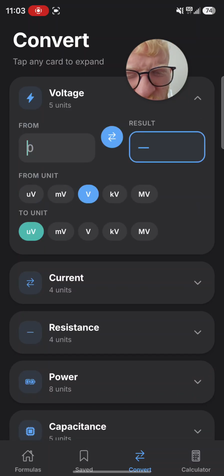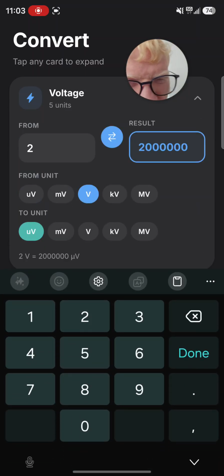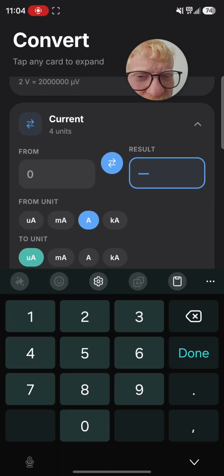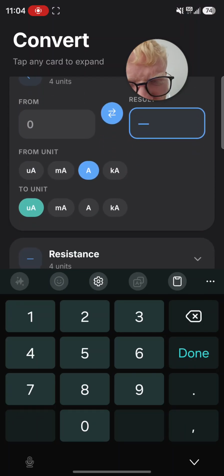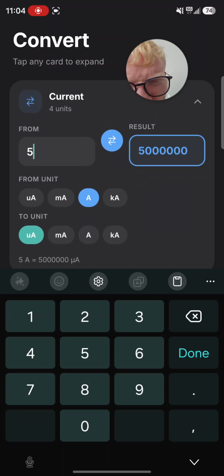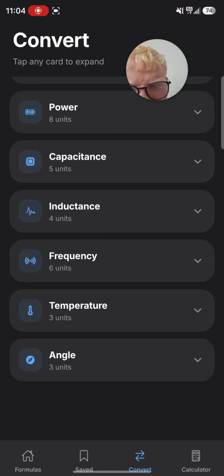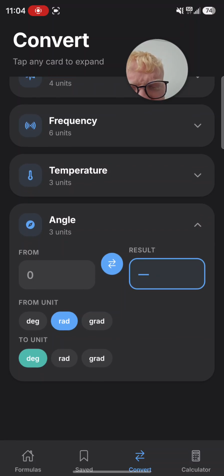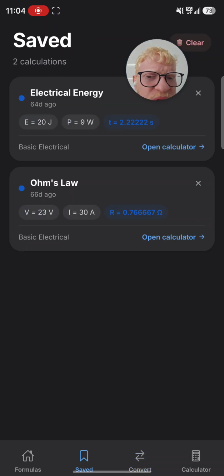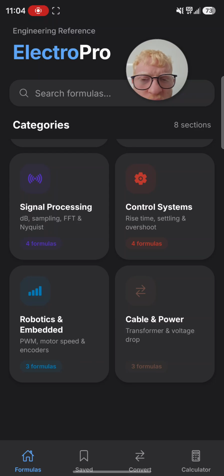So for example, this is a voltage conversion. If we put 2 volts, that's what it corresponds to in kilovolts, etc. You will also find, for example, current, amperes and milliamperes, or microamperes. So if we have 5 amperes, that's how much it equates to in microamperes, and so on and so forth. For example, we have the angle to radians and grades, etc. So that's the save tab.